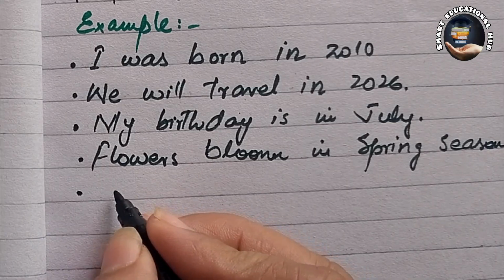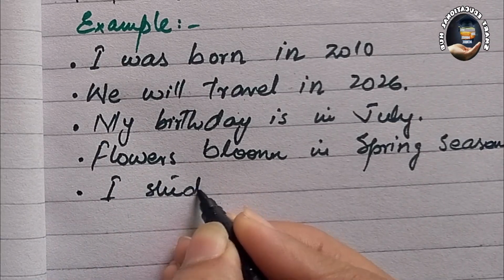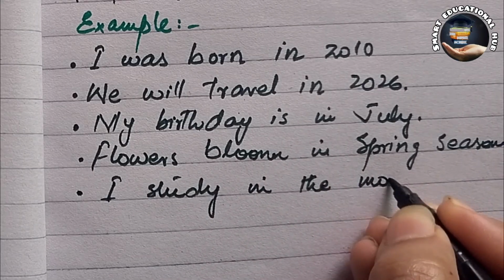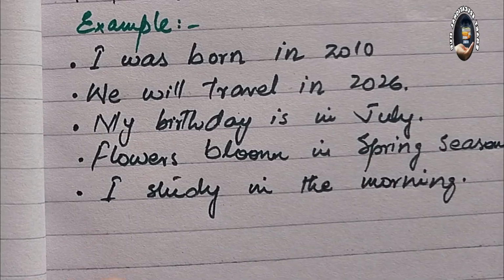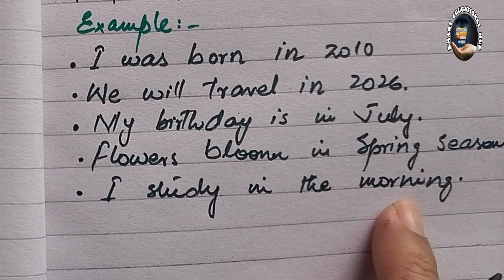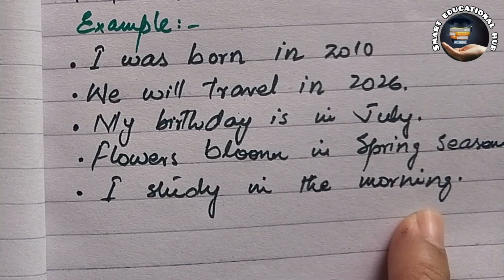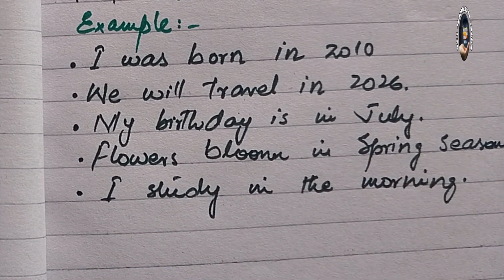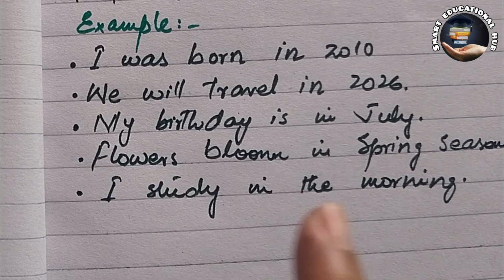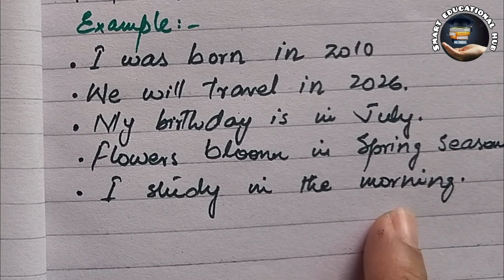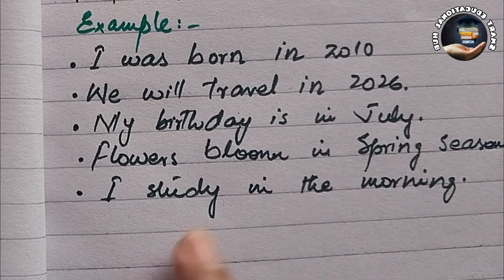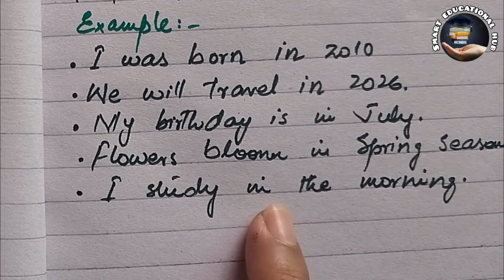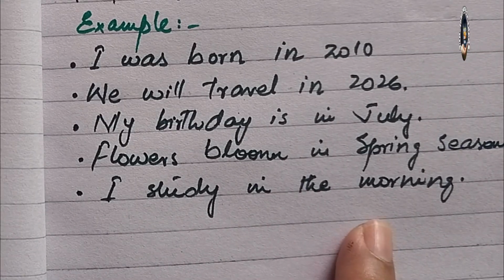Next one is, I study in the morning. We use in for the parts of a day, just like I study in the morning. We use in for seasons, just like flowers bloom in the spring season. We can say in the morning, in the afternoon, in the evening, but not in night. We say at night, right? Not in night. So I study in the morning, in the afternoon, in the evening.